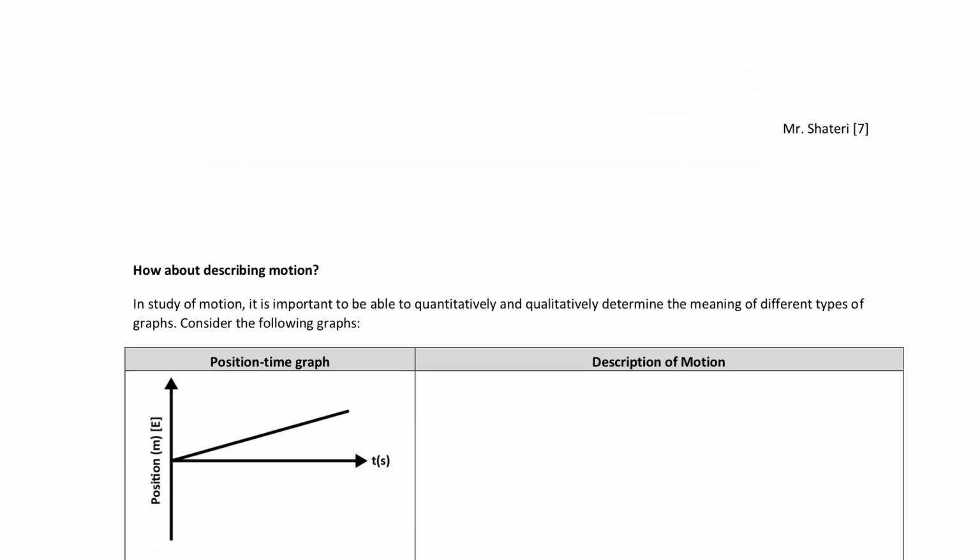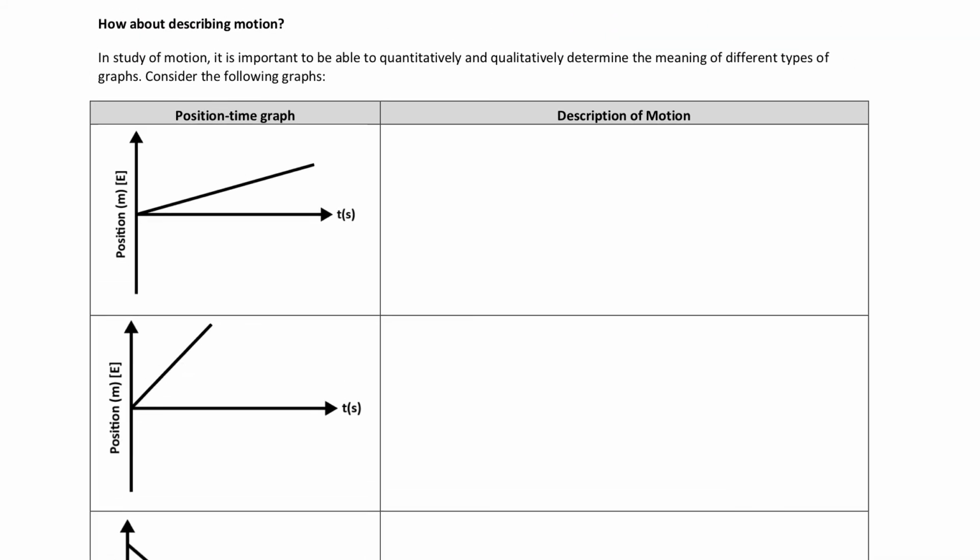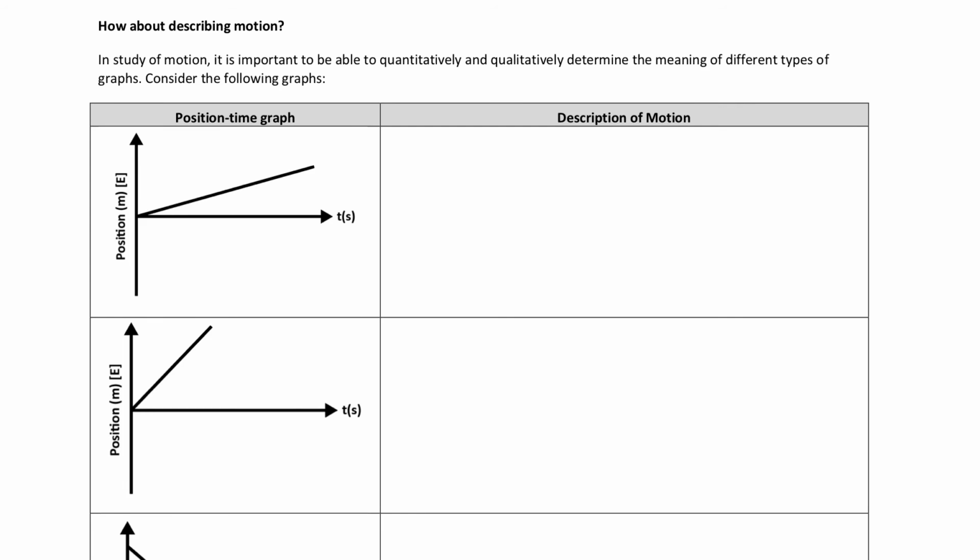Okay, finally, how about describing motion? In the study of motion, it is important to be able to quantitatively and qualitatively determine the meaning of different types of graphs. So let's start with the position time graph and tell you what information you can extract from this.